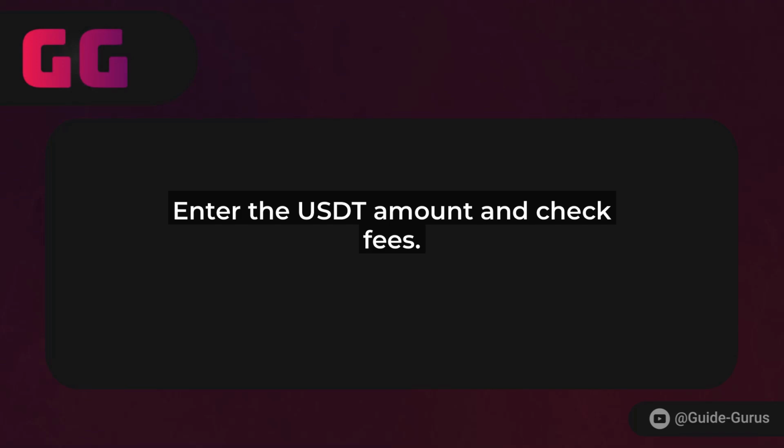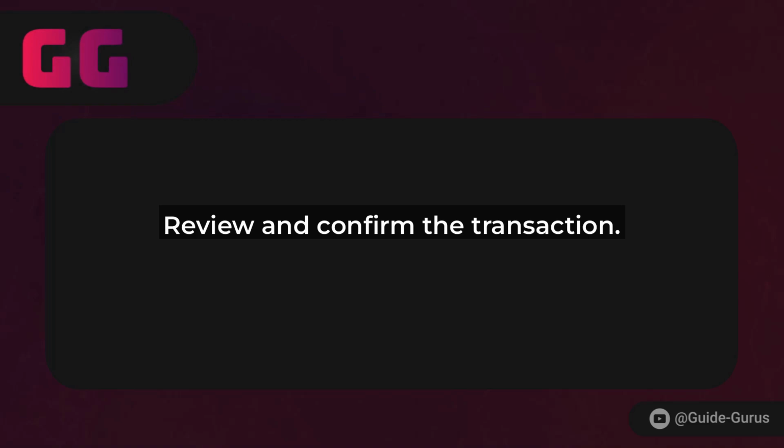Before you hit send, review everything. The address, the amount, and any additional details like memos if required for USDT on certain networks. Once you're confident, confirm the transaction. You'll likely need to authenticate with your wallet's security features, like a PIN or biometric verification.